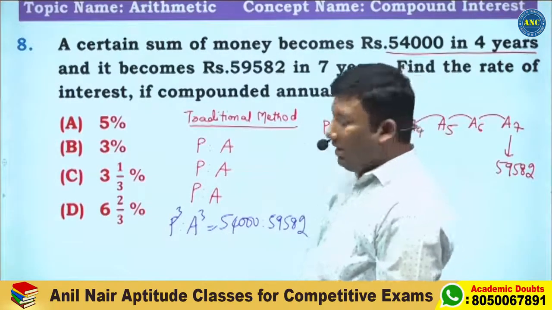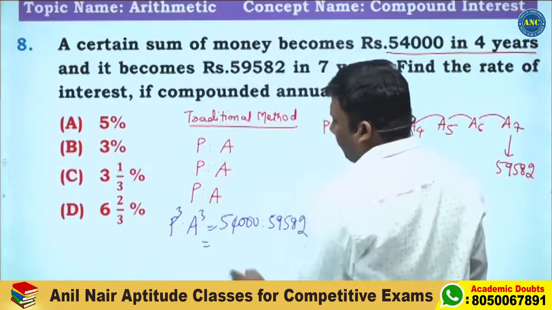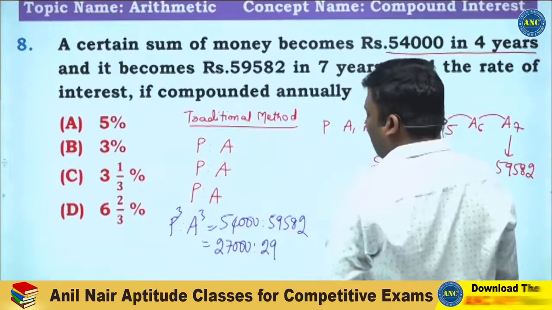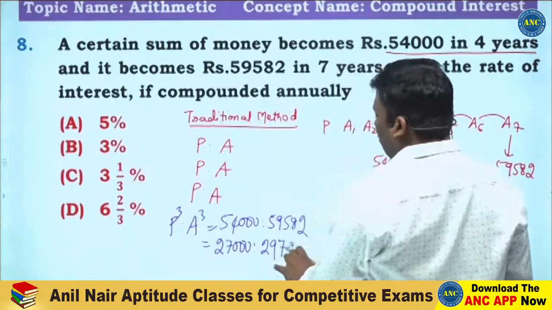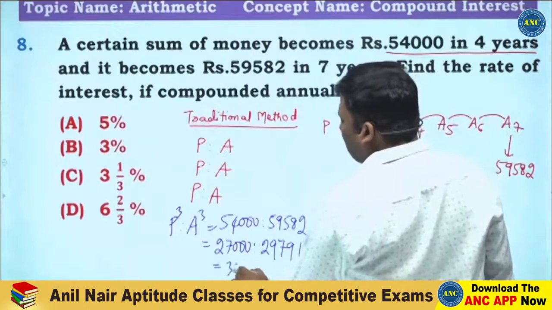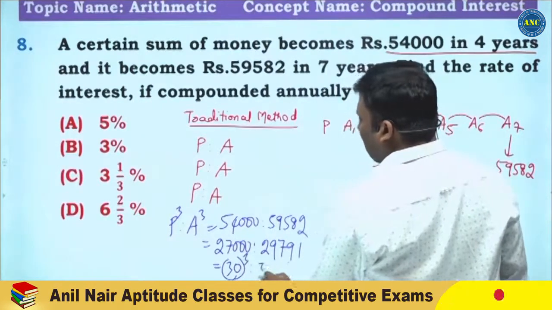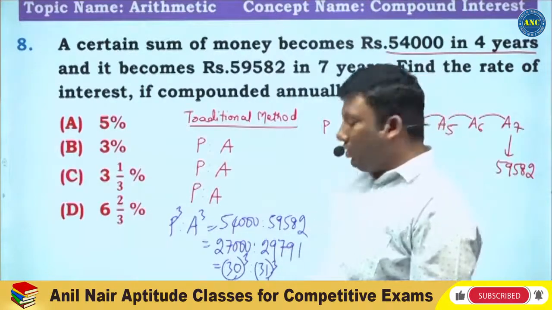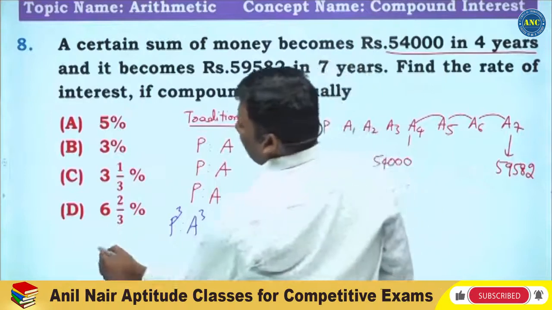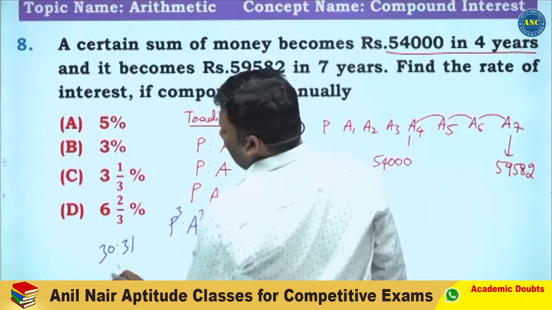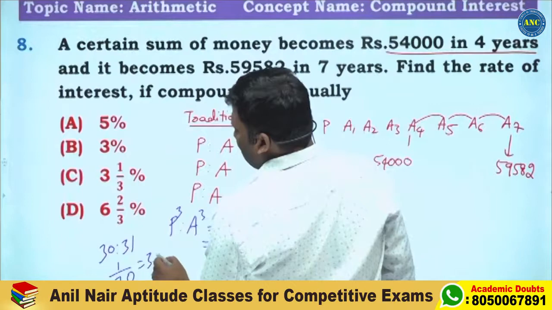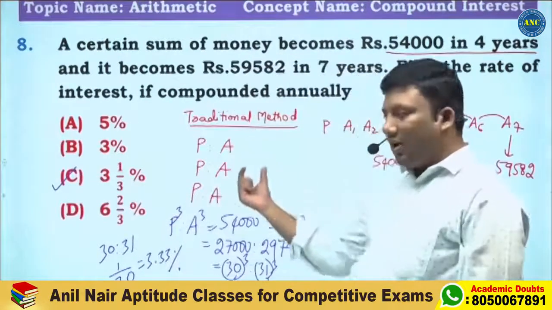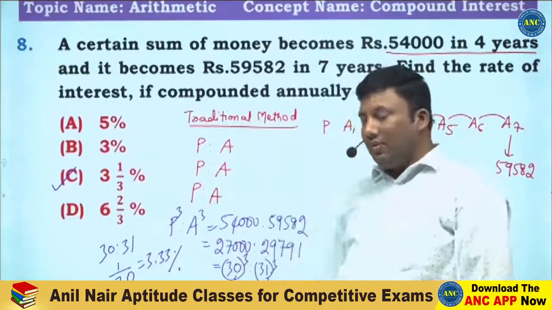30 cube is 27,000. So I am dividing by 2: 27,000. 2 9s are 54. 2 7s are, 2 9s are, 2 1s are. This is 30 cube, and it is 31 cube. You have to find the 31 cube and tell that this will be the number. So 30 to 31. It is 1 out of 30. It is 3.33 percent. If you solve like this, it will take some time.